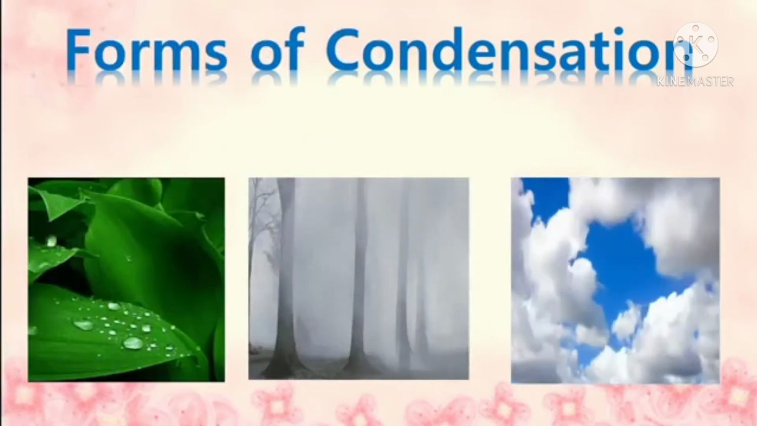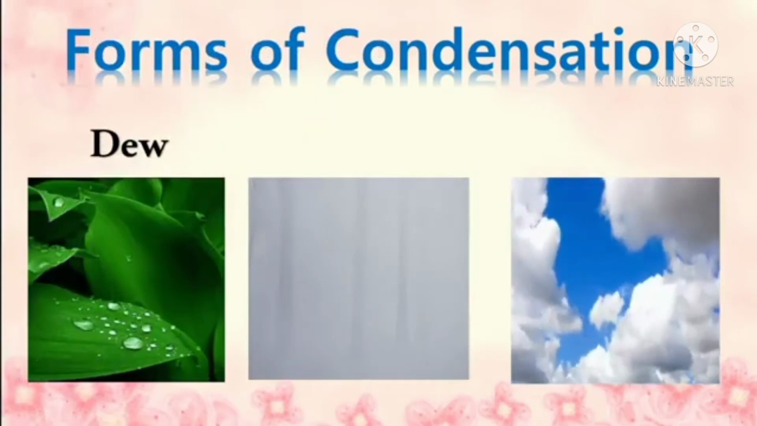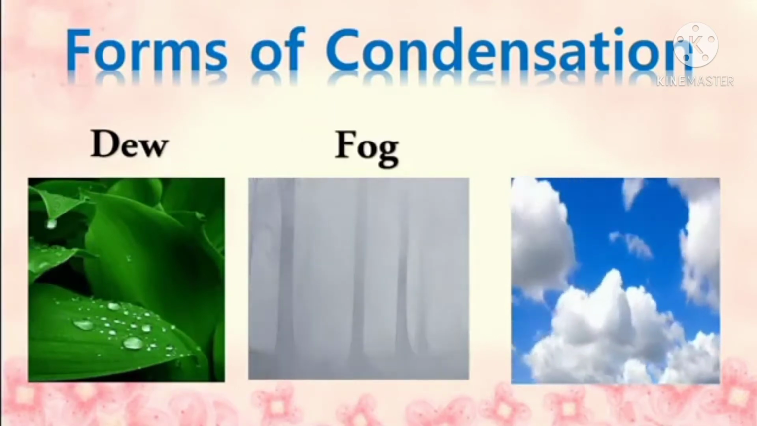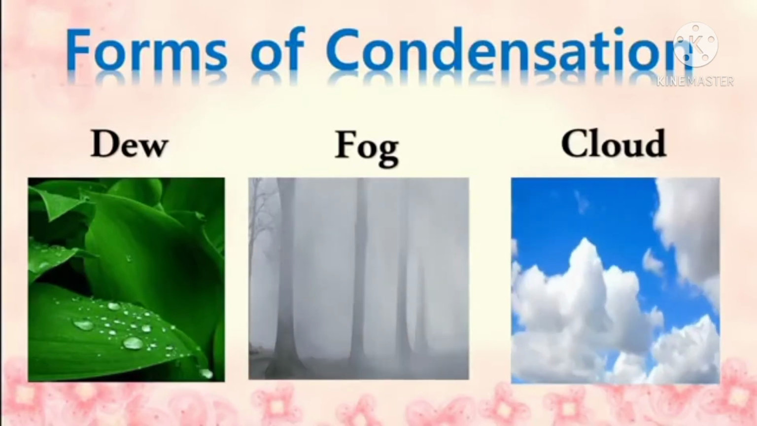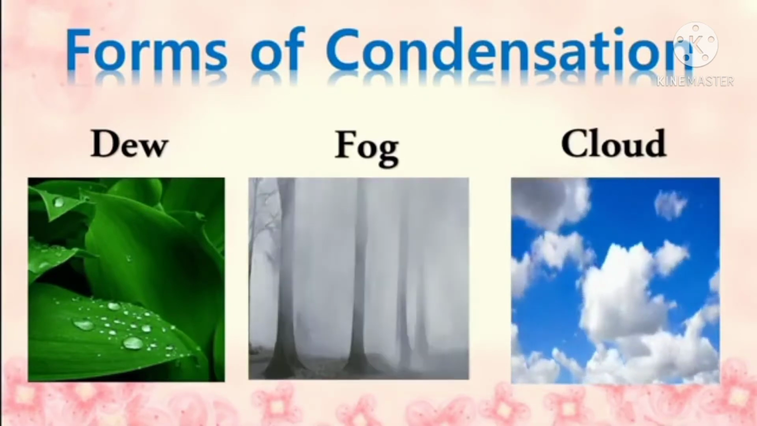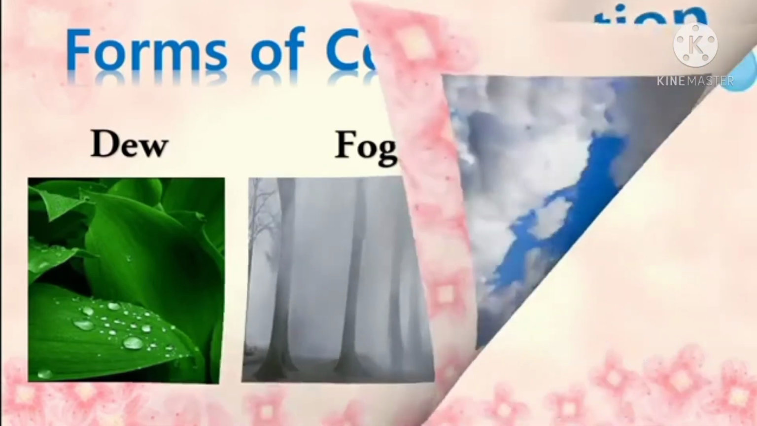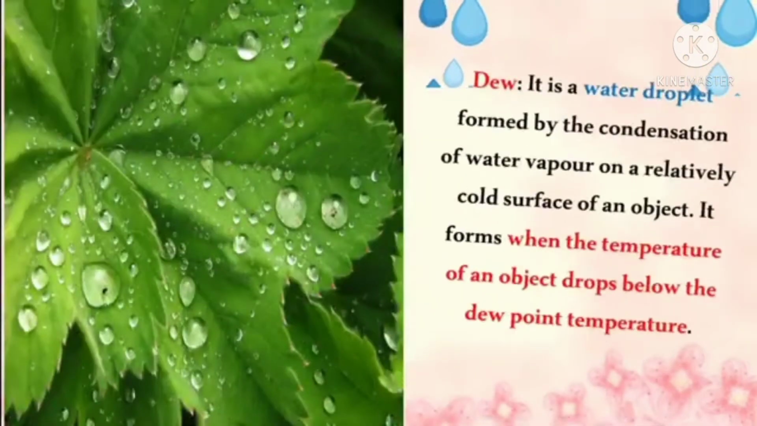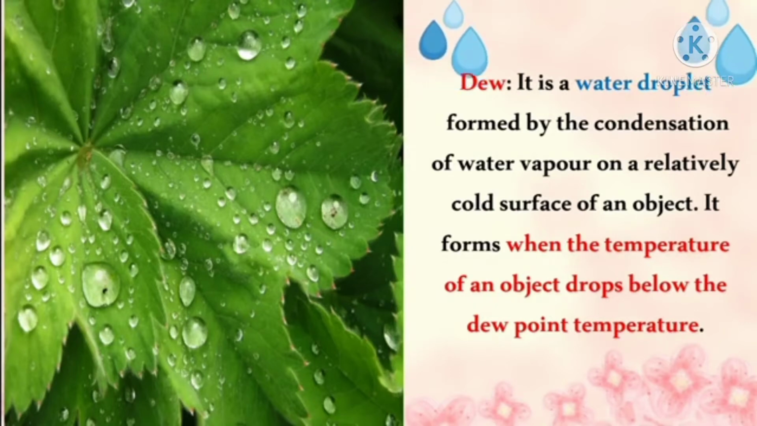Now let's see the different forms of condensation. What are the different forms of condensation? Dew, fog, cloud, frost and mist. Let's see the definitions of each. First is dew. The morning dew everyone would have noticed when you wake up in the morning. During the winter season you can notice this dew.